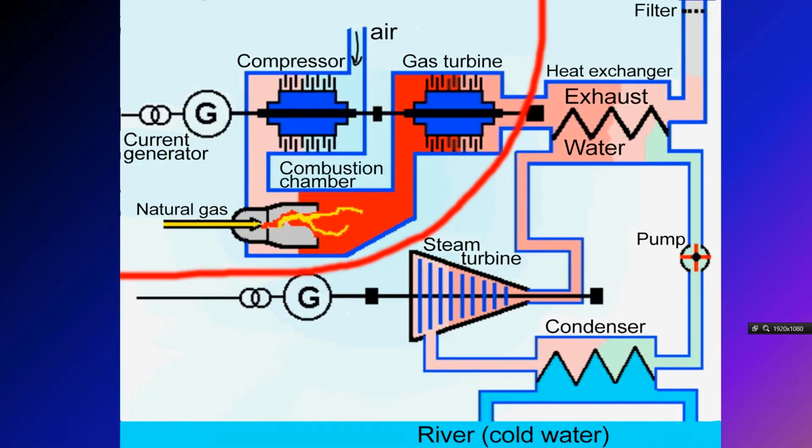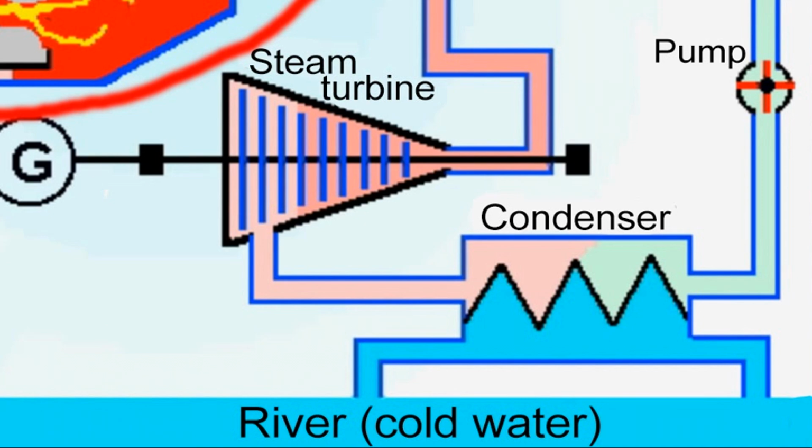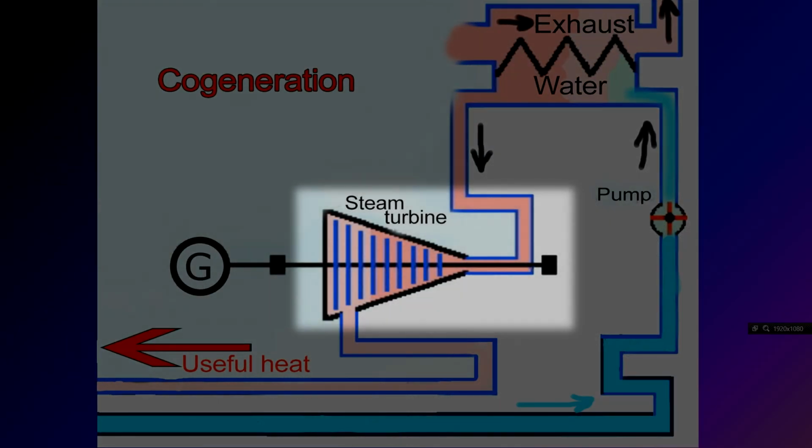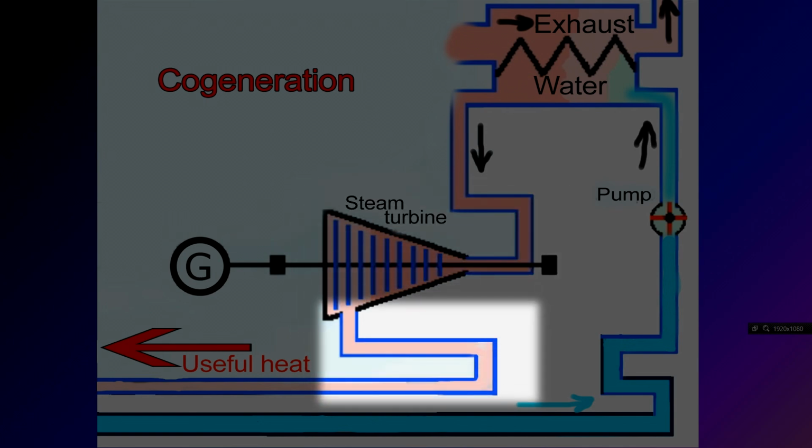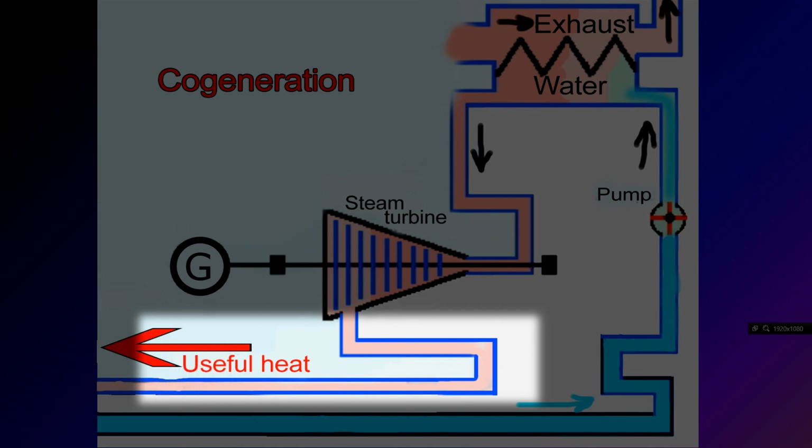Let's look more closely at the part with the steam turbine. Now, how to increase the efficiency up to 92%. The mixture of steam and water after the steam turbine is still very hot, not hot enough for producing more electricity, but its heat can be used for building heating. This solution eliminates energy losses on condensation.